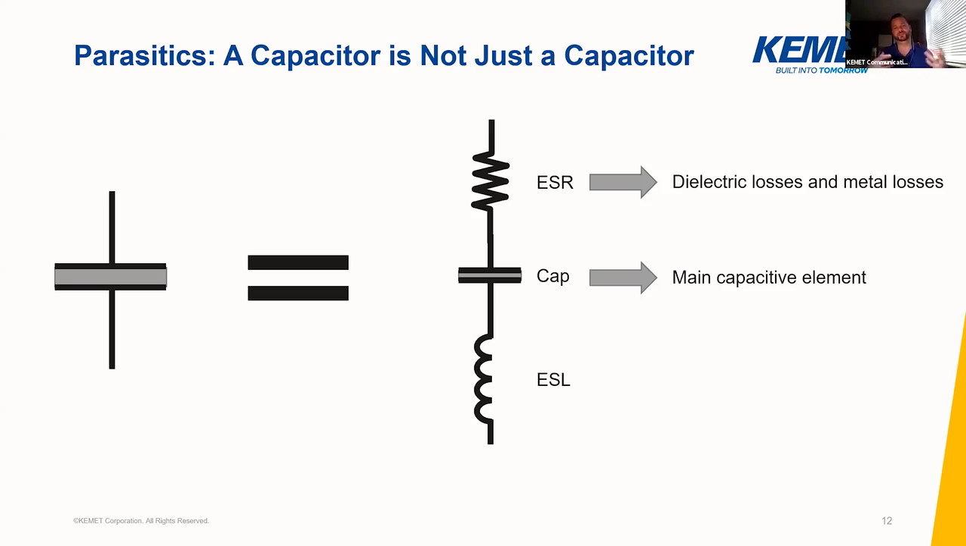You also have, of course, the main capacitive element itself, as well as an inductor that comes from the self-inductance of some of the metal within the capacitor. It could be the electrode plates or also the terminations of the capacitors. So these 3 things all combine together to form a more accurate representation of what a capacitor is.